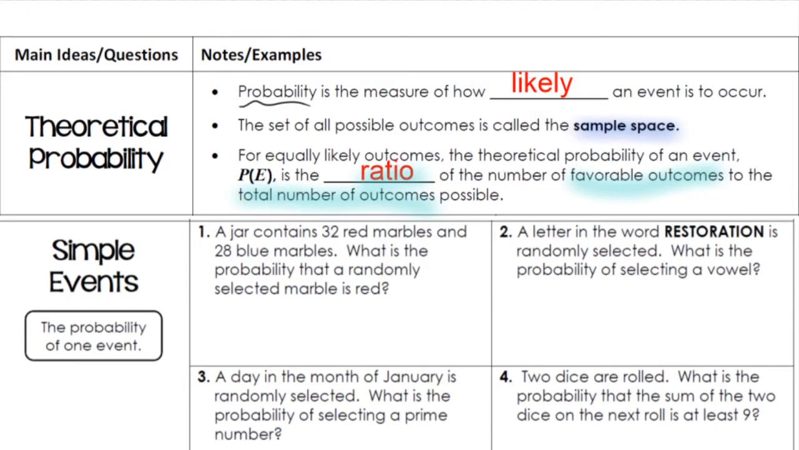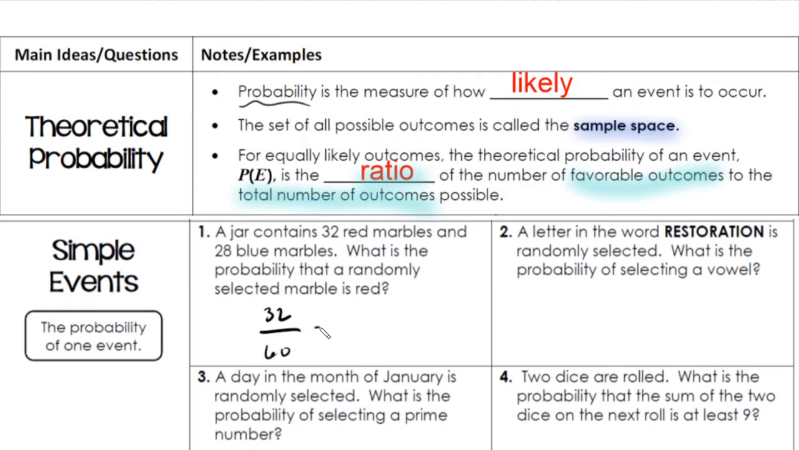So let's look at the first example. A jar contains 32 red marbles and 28 blue marbles. Right? So what is the probability that a randomly selected marble is red? The favorable outcomes is the red ones, and there are 32 of those. And the total outcomes is not just the red marbles, but the red and the blue, which would be 28 plus 32, which is 60.